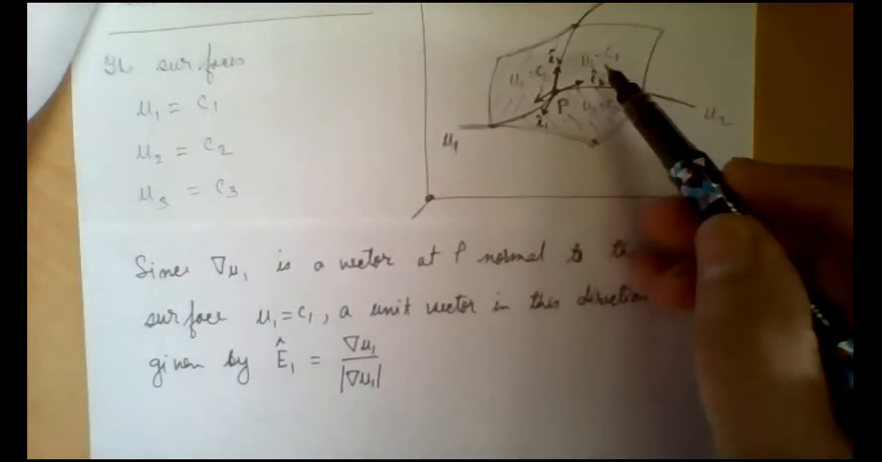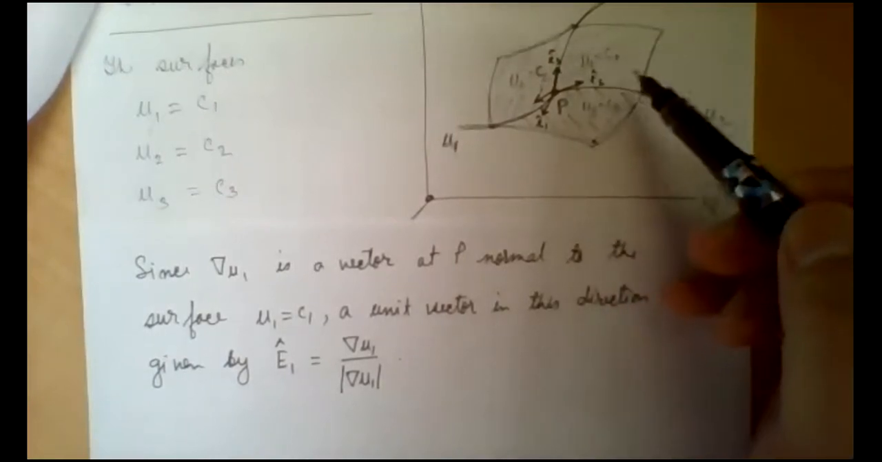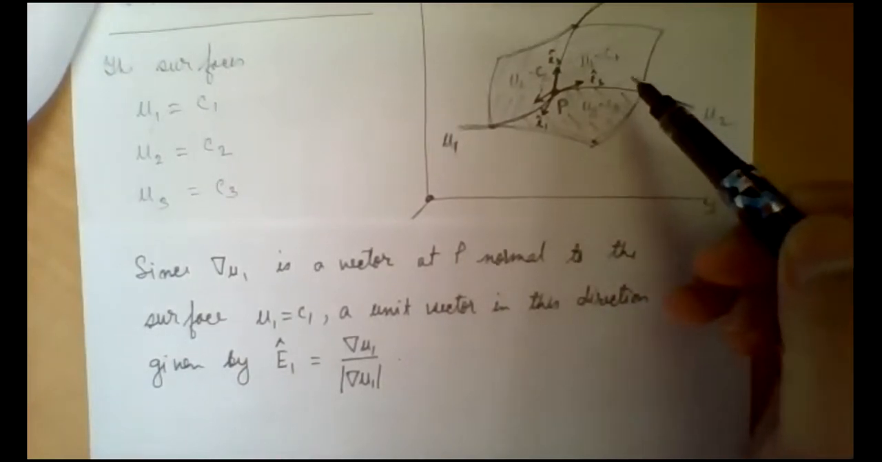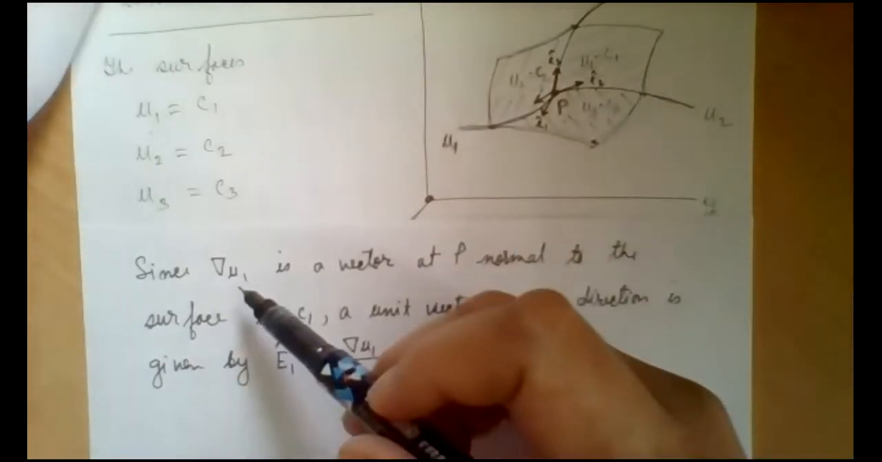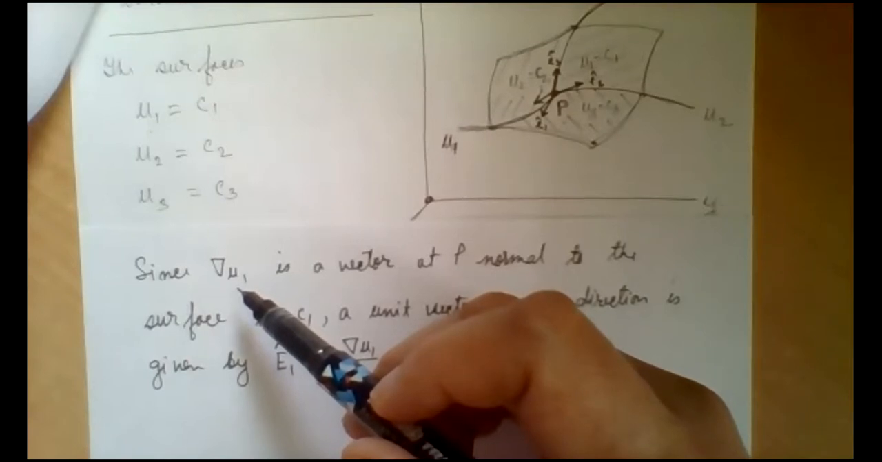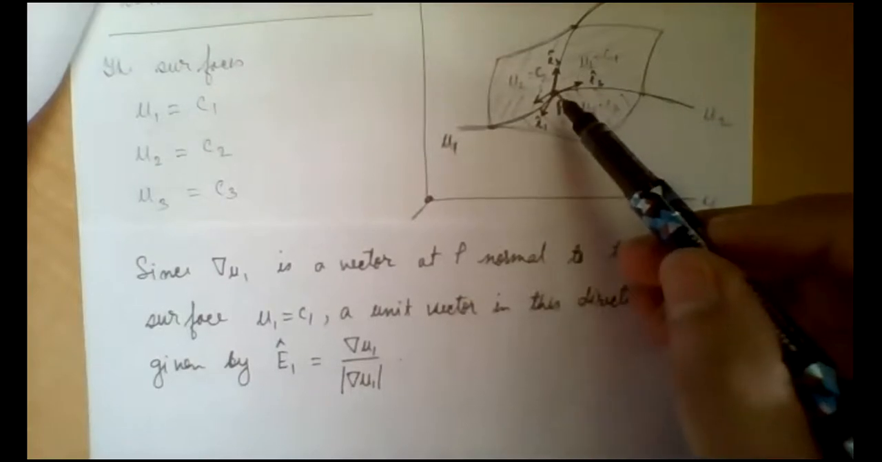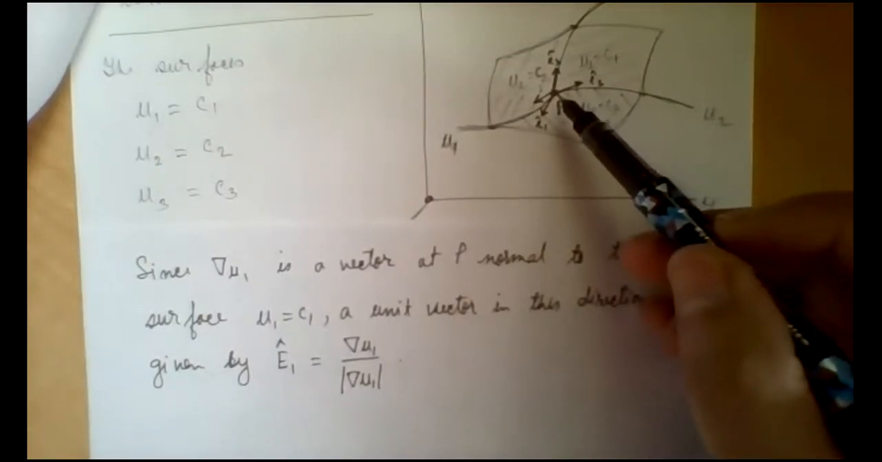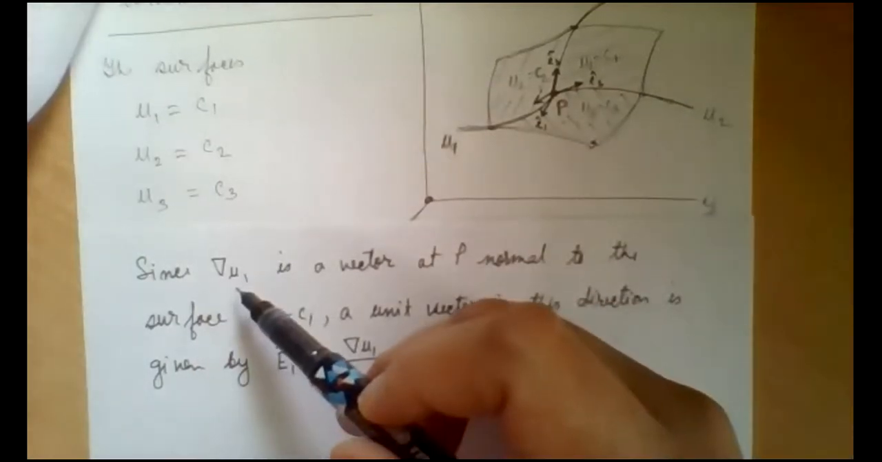U1 equal to some constant C1 is a surface, and a vector normal to this surface is given by the gradient of U1. The gradient of U1 will give you a vector which is normal to this surface. So at the point P, let us construct a vector which is normal to this surface, and that is given by the gradient of U1.